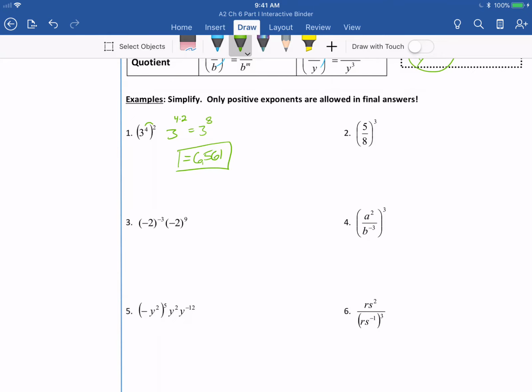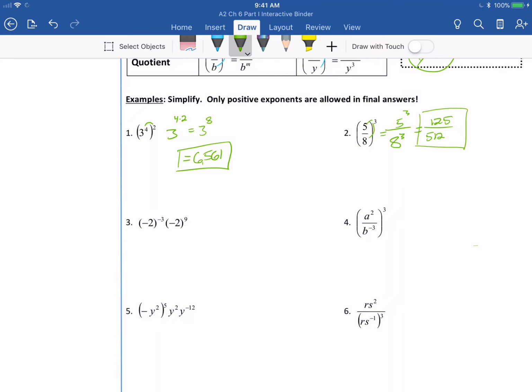Number 2, you can distribute this 3 onto both of these guys, so it's going to be 5 to the 3rd over 8 to the 3rd. 5 to the 3rd power is 125, and 8 to the 3rd power on the bottom is going to be 512. If you don't know those things, plug them in your calculator. That's fine. All right, so 125 over 512, can't take anything out of both of those, I believe. All right, so that's my final answer.